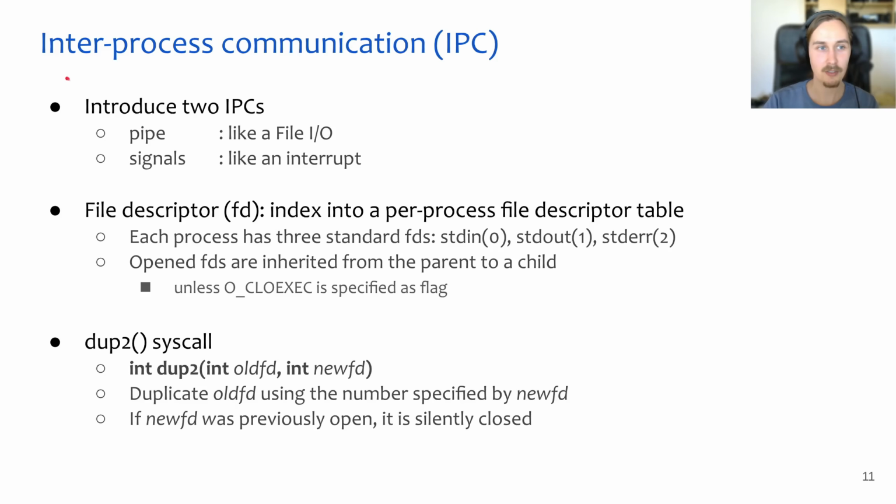So this brings us to the final chapter of today, which is inter-process communication. So there's two key mechanisms in use in modern operating systems. First are pipes, which expose a similar interface to files. And second are signals, which basically act like interrupts. So let's first look at files.